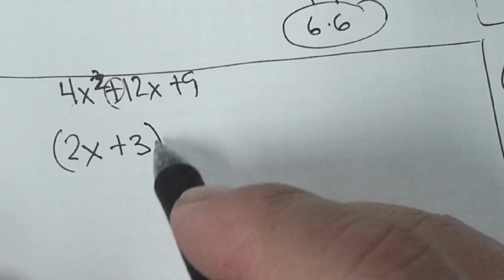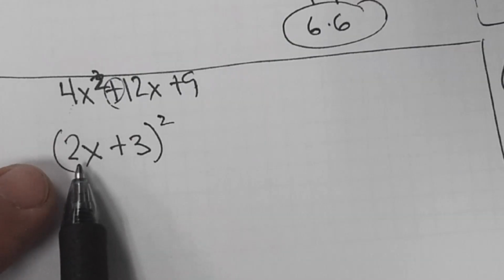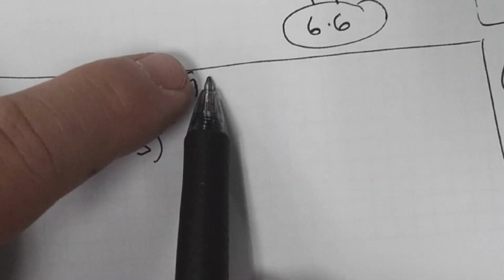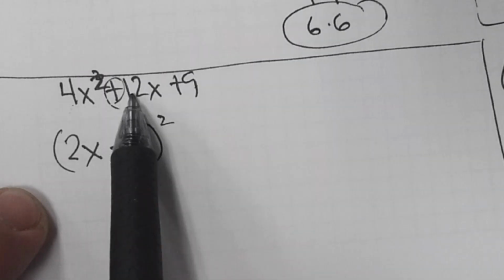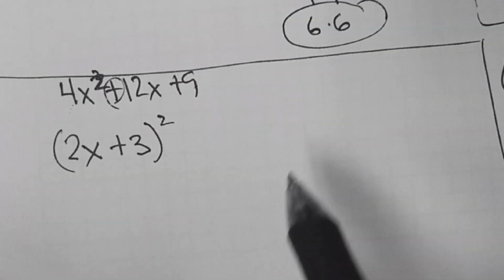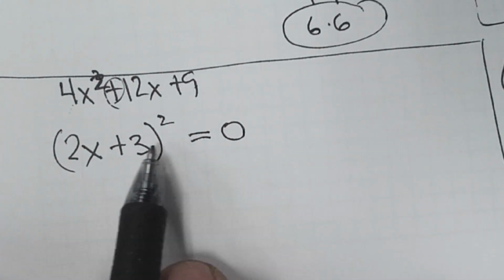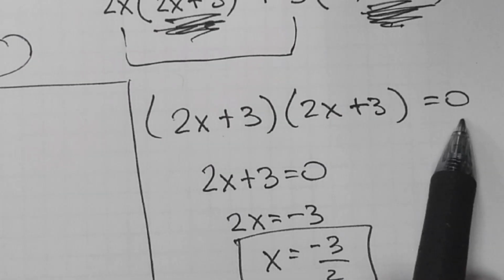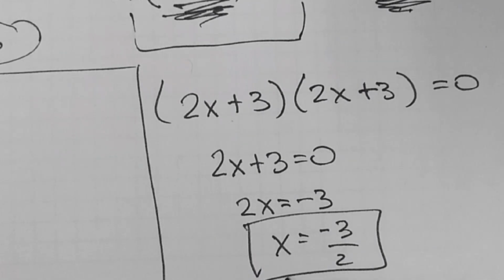If I did this and made it a perfect square, does it equal what's above? Well, let's test that. 2x times 2x, 4x squared. 3 times 3, 9. 2 times 3 is 6, but double it, it's 12. So we have a perfect square right here. We make that equal to 0. Remember, 2x plus 3 squared just means write it twice, and we did that earlier. You only need to solve one of them, and you get your answer. So there's how you do that problem.